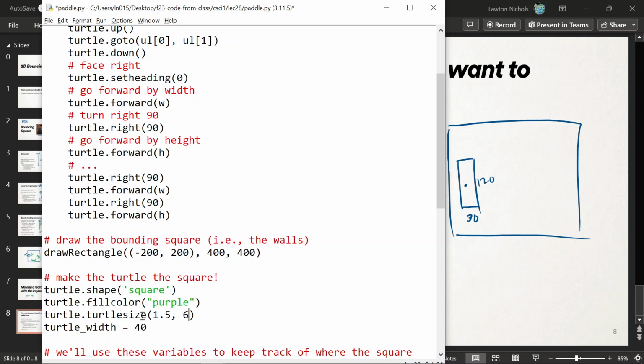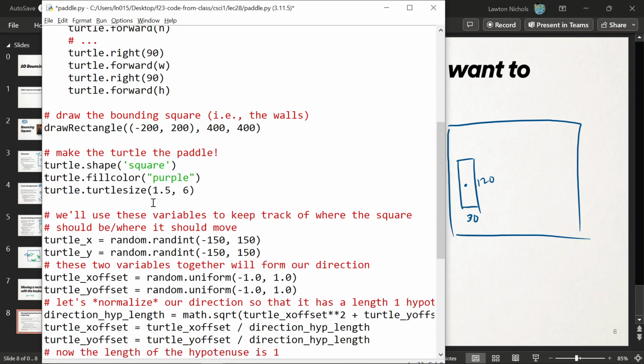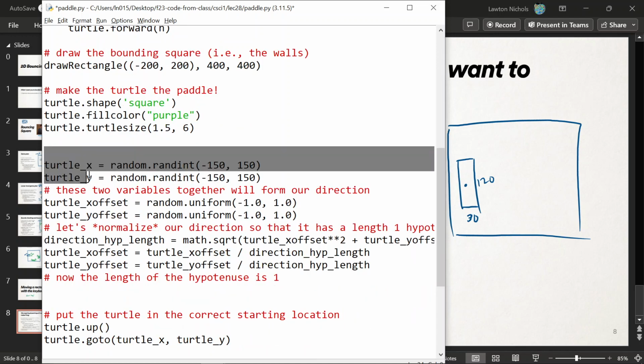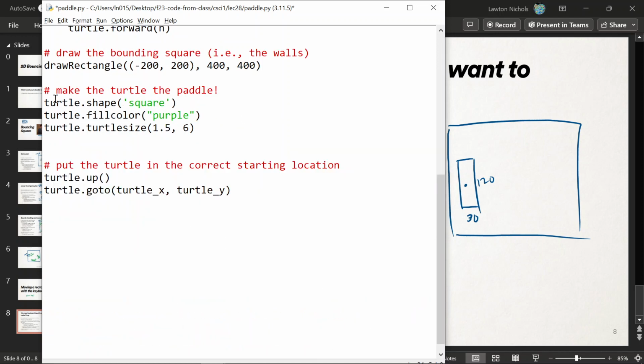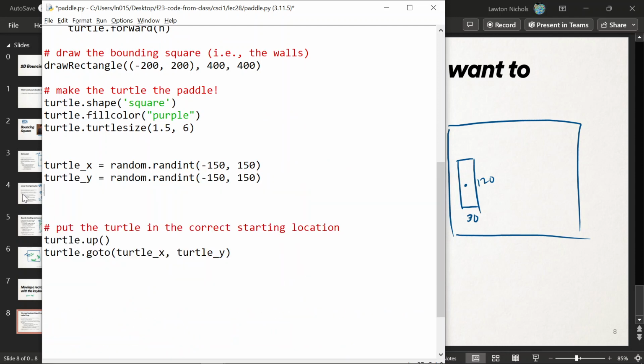Let's do that. What else do I want? So draw the bounding square. Make the turtle the paddle this time. Shape is square. Fill color can be whatever we want again. And the width doesn't really make sense anymore, so let's get rid of all that. And then, do we want to give him a starting place? Originally we had X and Y for the turtle. Let's call it paddle X and paddle Y this time.